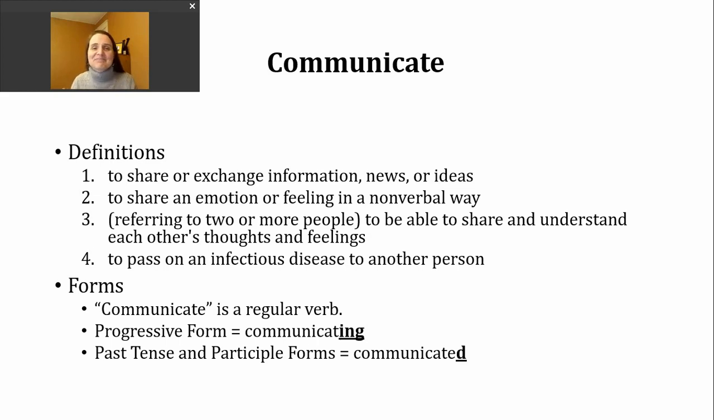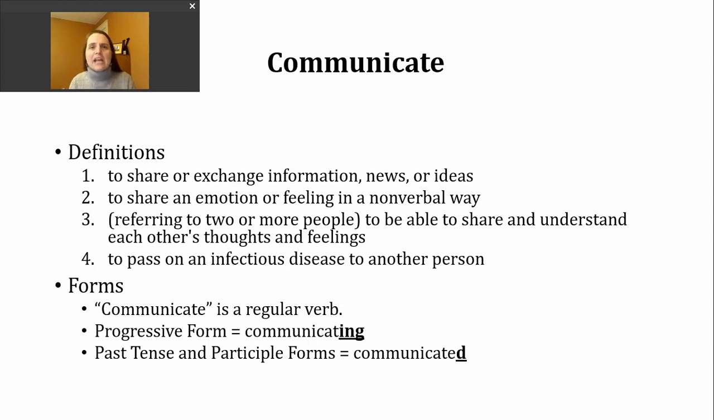A third way that you might hear the verb communicate used is to mean to be able to share and understand each other's thoughts and feelings. So when we are using this particular definition or usage for the verb, we're generally talking about how two people are able to share information and understand each other. But it could also be more than two. If you're referencing maybe a whole family or a team at work, this would apply.